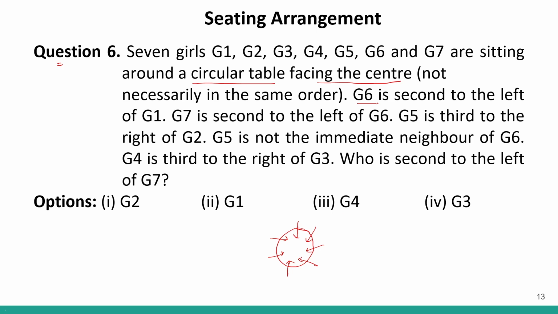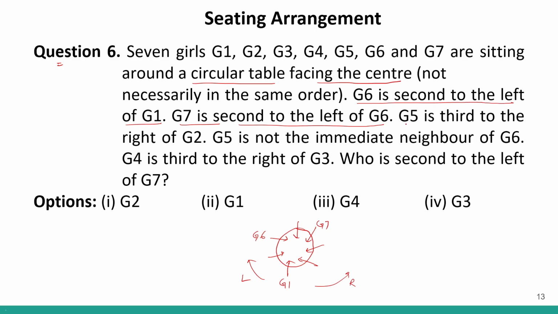It is given to us that G6 is second to the left of G1. So, if G1 is over here, G6 is second to the left. Left will be this side, correct? And this will be the right side. So, second to the left means G6 will be over here. G7 is second to the left of G6. So, again second to the left, G7 will be over here, correct?